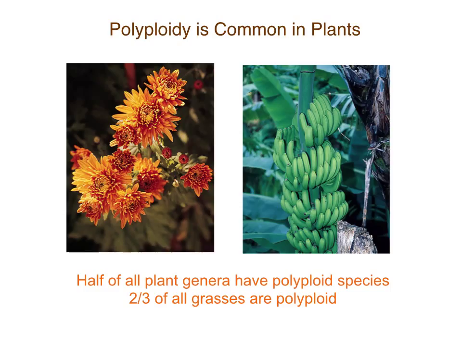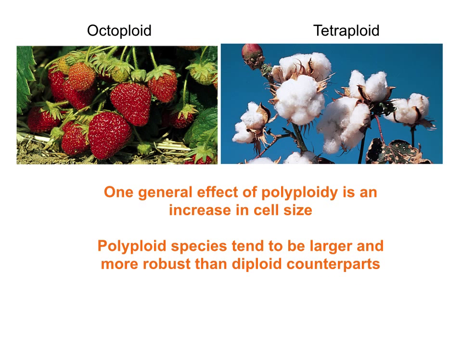Big adaptation, right? You have more genes, and so it gives you a whole bunch more material to work with from an evolutionary perspective. Other polyploids: cotton is a tetraploid, and strawberry is an octoploid.